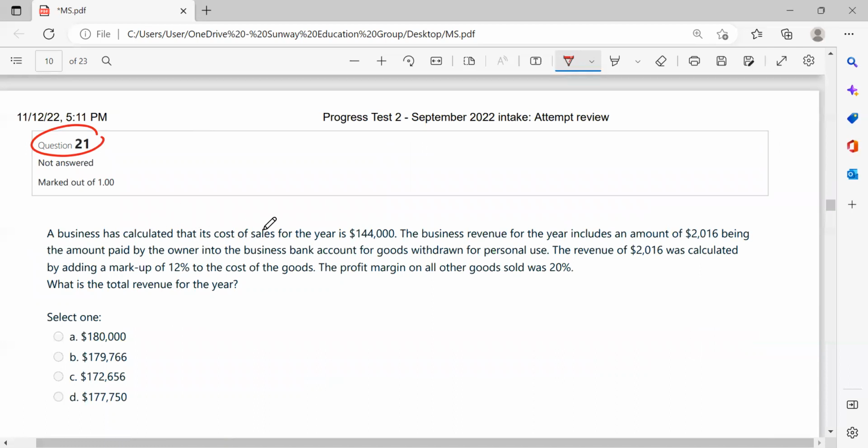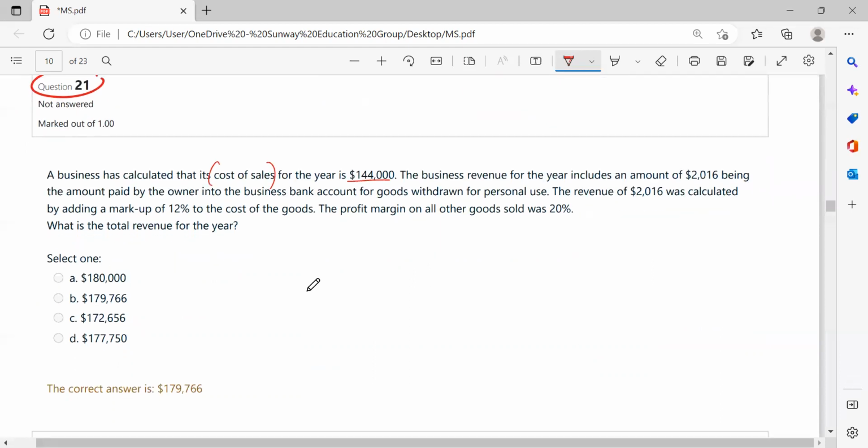A business has calculated its cost of sales for the year, 144,000. Okay, so perhaps I'll write down first. This is the total cost of sales, 144,000. The business revenue for the year includes, so this is not the total revenue yet, just part of the revenue, 2016, being the amount paid by the owner into the business bank account for goods withdrawn for personal use. And this revenue was calculated by adding a markup of 12% to the cost of goods.